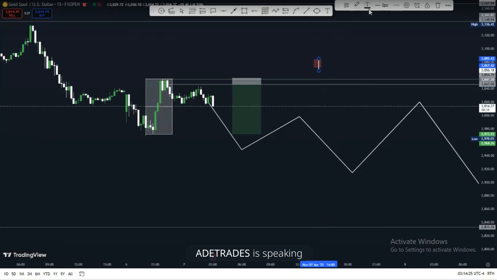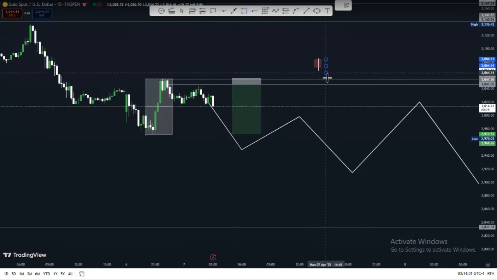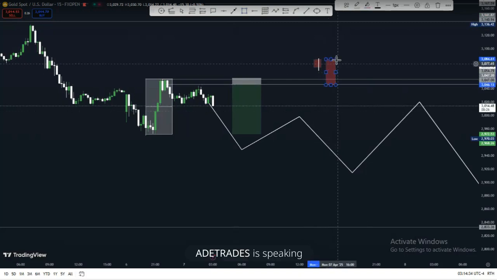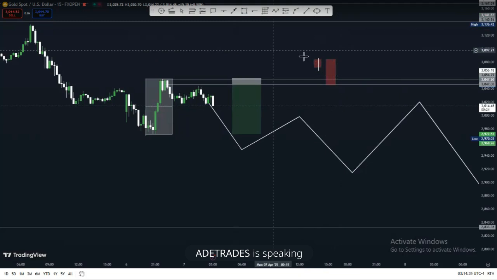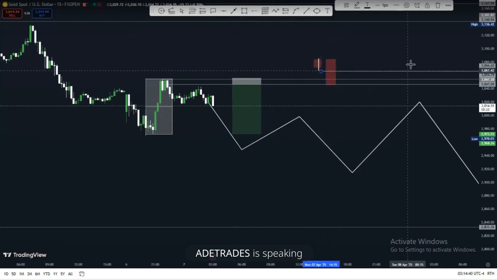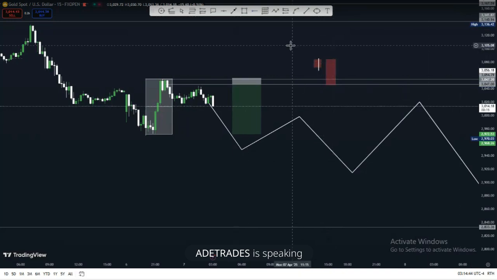I'm trying to center this stuff. Anyways, this candle, then something like this. Yeah, so this is our confirmation candle. Then we'll be looking to enter at like 50% of the candle. Then we have our trade. So yeah, that's that for gold.